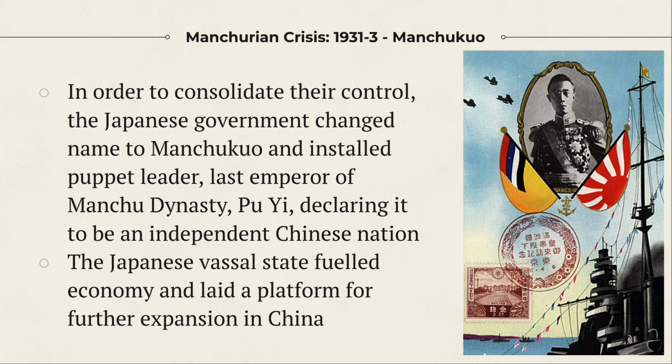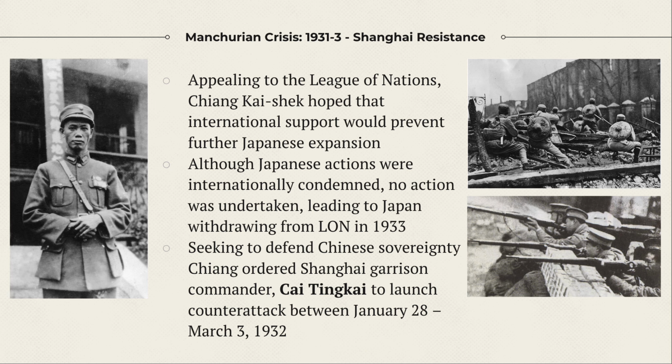We then see a series of skirmishes in 1932. Chiang Kai-shek appeals to the League of Nations. They are going to them saying, please intervene, please give us troops, please help to stop the Japanese expansion. The League of Nations is unwilling and also somewhat unable to act during this time. Remember, this is the time of the Great Depression. Nations are looking inward at their own economies, not looking at external issues. So Japanese actions are condemned, but no direct action is actually undertaken.